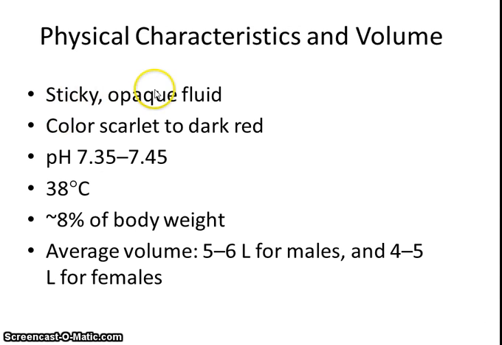So it's sticky, opaque, it's not clear, and the color ranges from a bright red to a dark red. The blood in our bodies is never actually blue, even though it kind of looks like it, and we'll use that to represent deoxygenated blood because it's easier to see the difference between blue and red than bright red and dark red. But the reason it looks blue is because of the way that light reflects through your skin and back. The pH is 7.35 to 7.45.